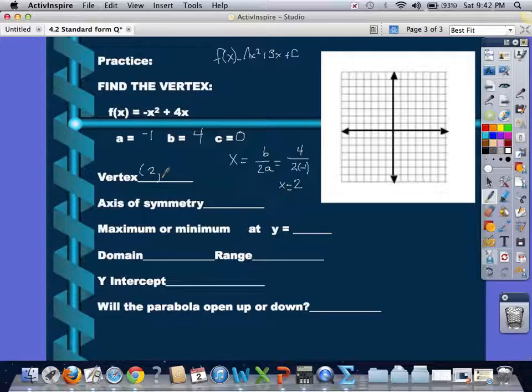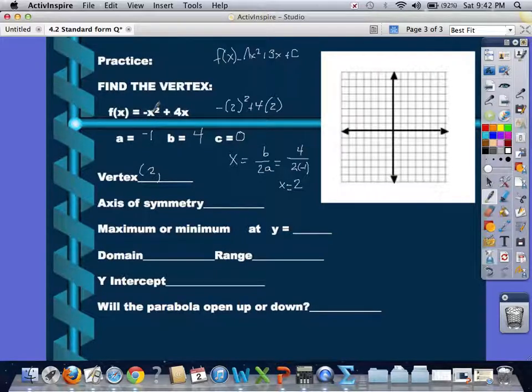Okay, so I now am going to look for my y-coordinate. I take this 2 and plug it into the original problem. So I'm going to write it over here. Negative 2 squared plus 4 times 2. Now notice I use parentheses for my x both times, because what is being squared is the x, not a negative x. It's x. If it was going to be a negative x, it would have to be in parentheses.